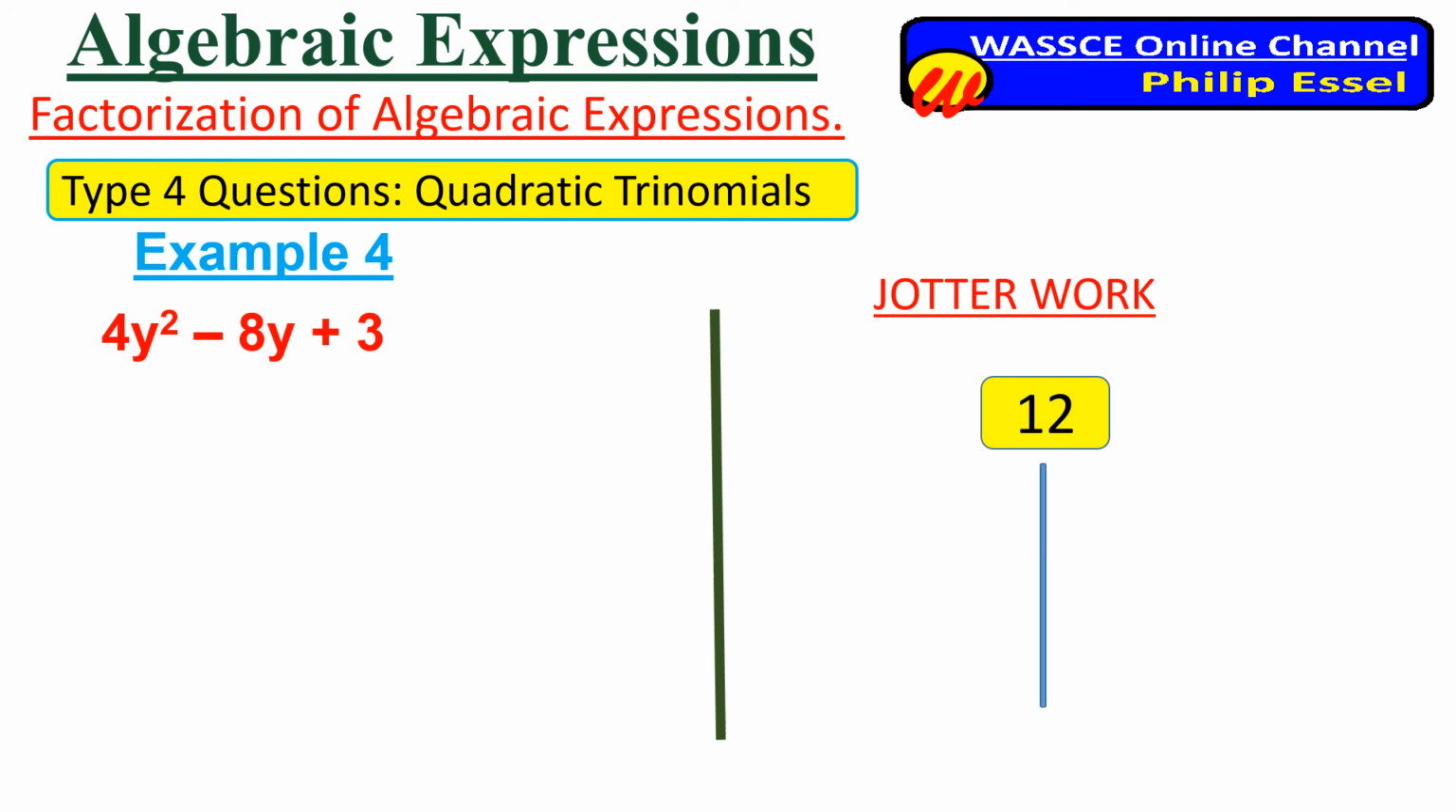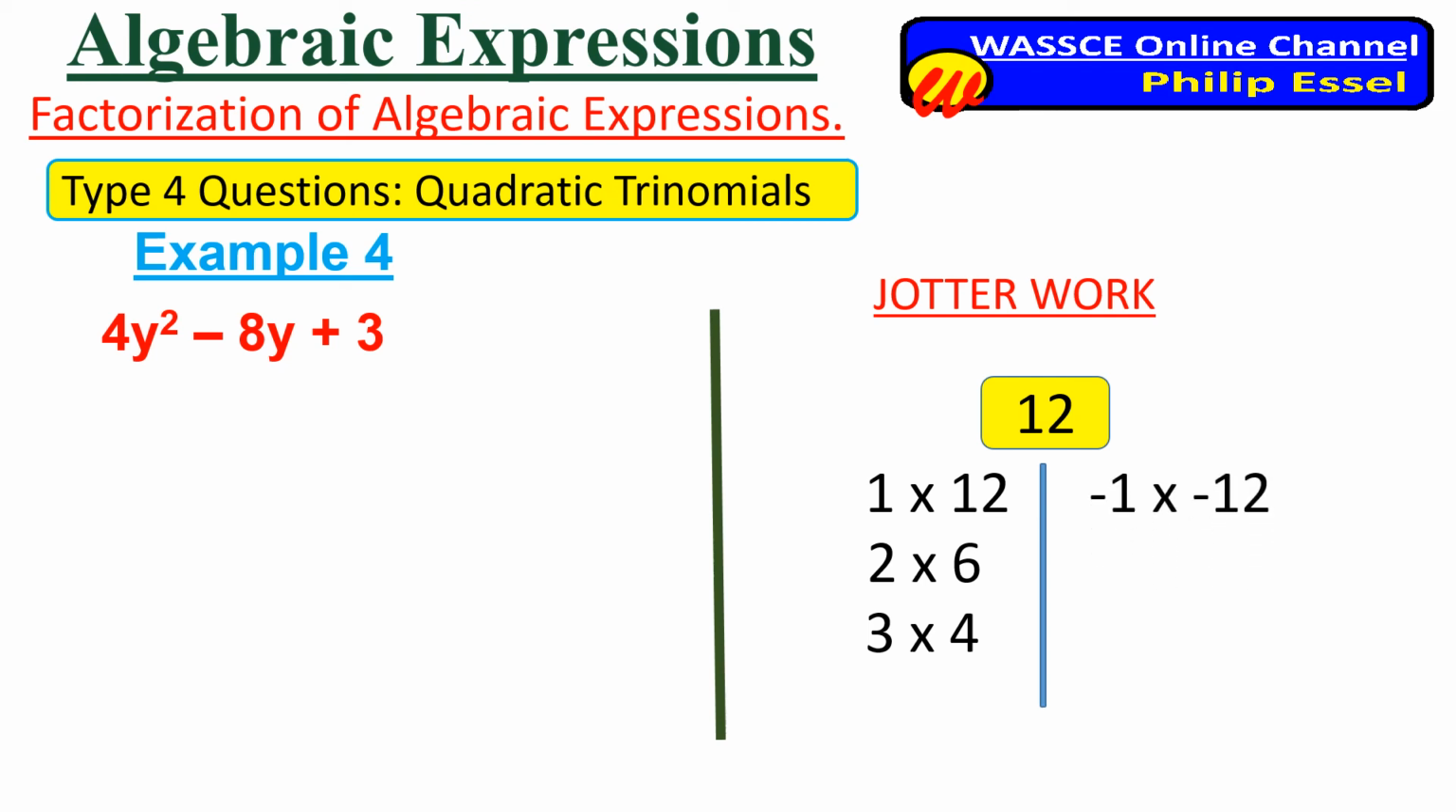Now, we need to find the factors of the positive 12. Two numbers which when multiplied together would give us 12. Positive 1 times positive 12 would give us positive 12. Next, positive 2 times positive 6 would also give us positive 12. Next, positive 3 times positive 4 would also give us positive 12.